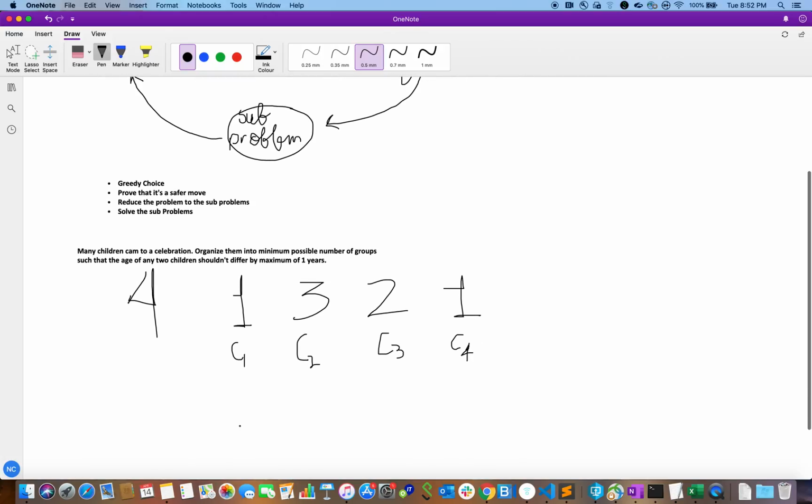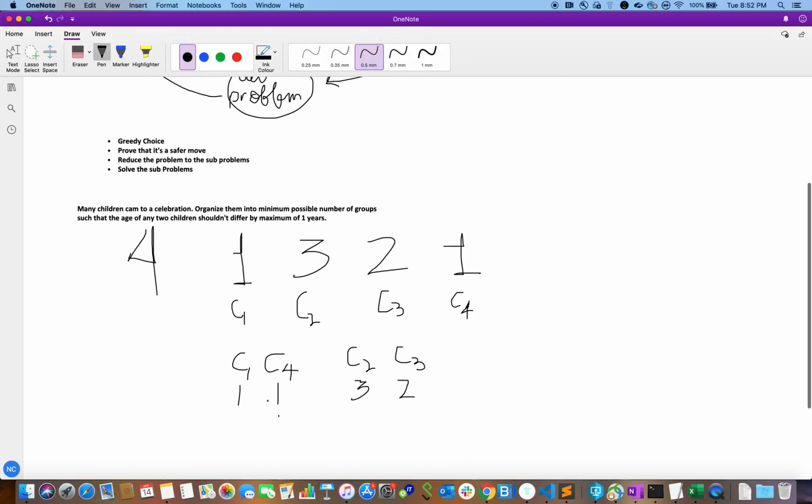So there is one possible situation: we can organize C1 and C4 in one group, and C2 and C3 in another group. In this situation, C1 has an age of 1 year and C4 has an age of 1 year, and C2 has an age of 3 years and C3 has an age of 2 years. If you look at these numbers, the differences are 0 and 1. So we ultimately met the constraint given in the problem. So we can consider it a safe move, or one of the solutions.